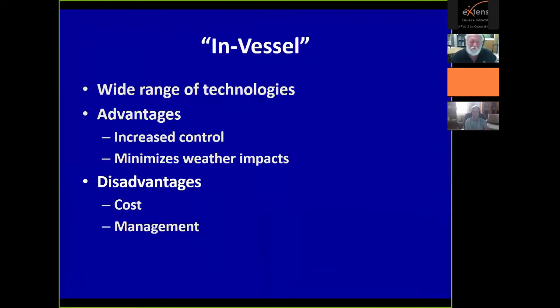And then the other major approach to composting, of course, is in-vessel. This covers a very wide range of technologies. The significant advantage is you have more control than you have over static pile, turned windrow, or even aerated static pile. And of course, because everything's contained, you minimize the impact of weather. The disadvantages are that they tend to be expensive because they are complicated electromechanical systems and they take a fair degree of management to do properly.